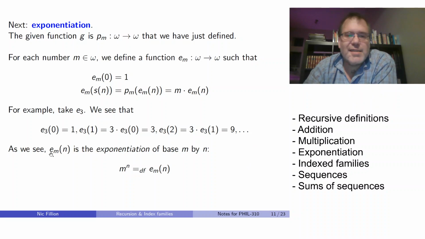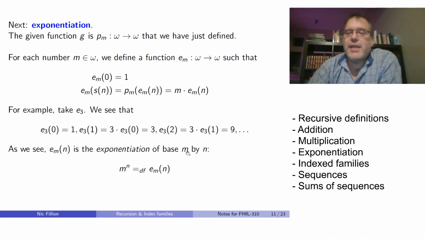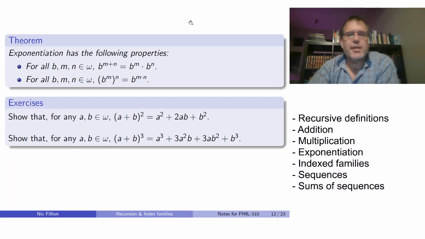Okay. Now, since E sub m of n is thought of as the exponentiation of base m with exponent n, written this way, by definition, we write it that way. And then we get the properties that we would expect. b to the power m plus n just is b to the power m times b to the power n. Again, we prove that by induction. b to the power m, all to the power n, equals b to the power m times n. So again, you show that by induction.